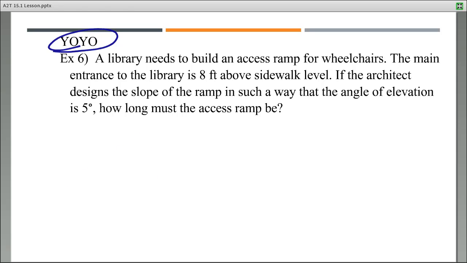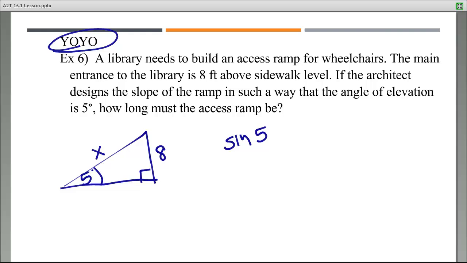So we definitely have a right triangle. The entrance to the library is 8 feet above sidewalk level. That's the height. Angle of elevation is 5 degrees. They want to know how long the ramp is. And so that's opposite and hypotenuse. So sine of 5 degrees will equal opposite side over hypotenuse side. So solving for x will give you x is equal to 8 over sine of 5 degrees.